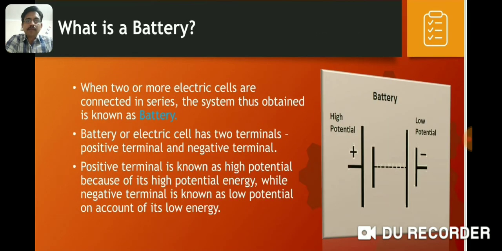What is a battery? When two or more electric cells are connected in series, the system thus obtained is known as battery. You can see the symbol of battery on your screen. Battery or electric cell has two terminals, positive terminal and negative terminal. While making the circuit diagram, the bigger line represents the positive terminal while the smaller line represents the negative terminal. Positive terminal is known as high potential because of its high potential energy, while negative terminal is known as low potential on account of its low energy.